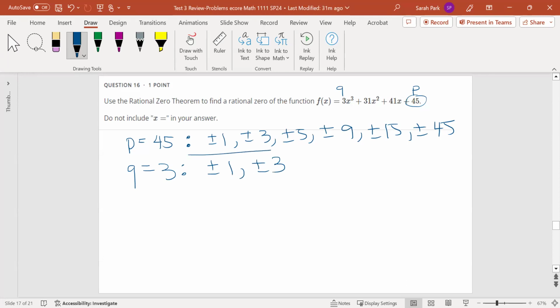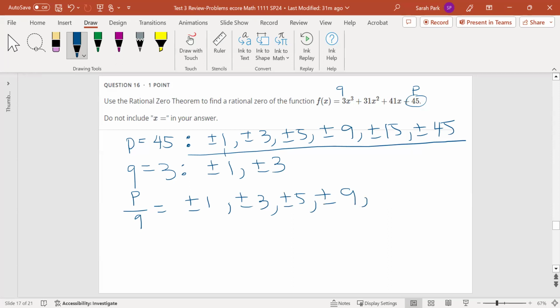Then what you have to do is divide each of the p's by the q. So you take 1, divide by 1. If you take p over q, you get plus or minus 1. 3 over 1 is plus or minus 3. 5 over 1 is plus or minus 5. And plus or minus 9. 15 over 1 is plus or minus 15. Plus or minus 45.